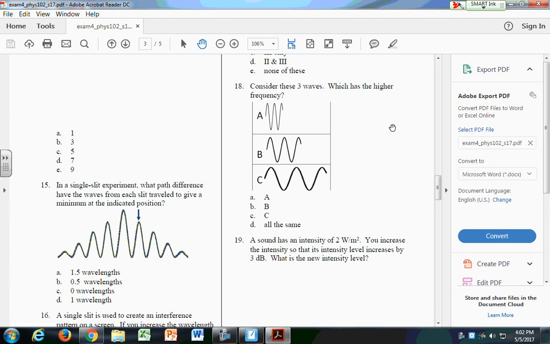Okay, higher frequency is this one, just when they're squished together like this. You know, you get more crests per unit time.